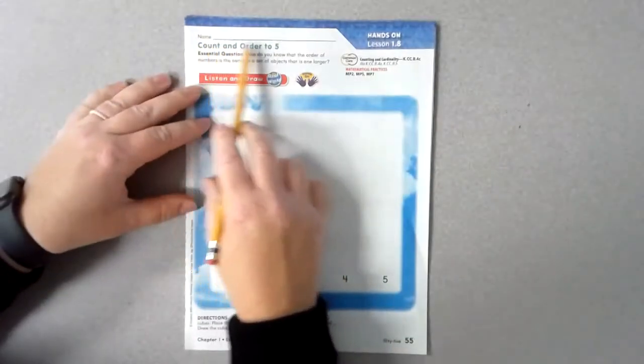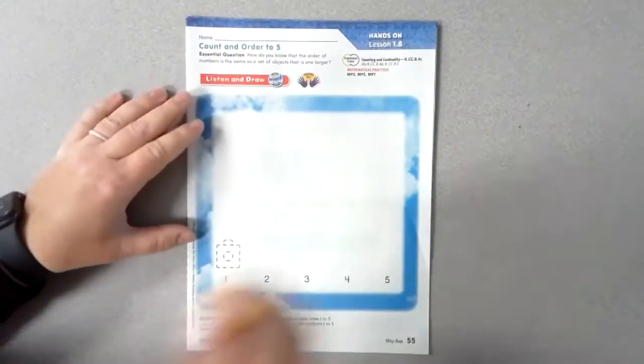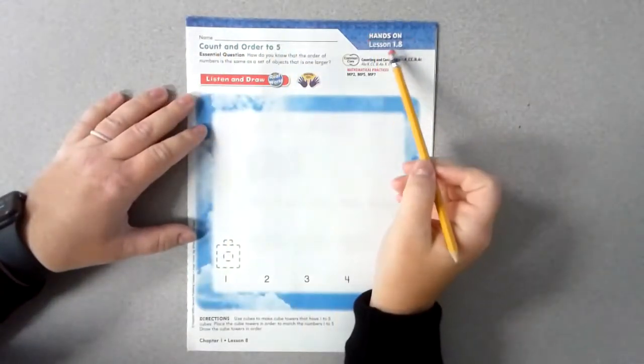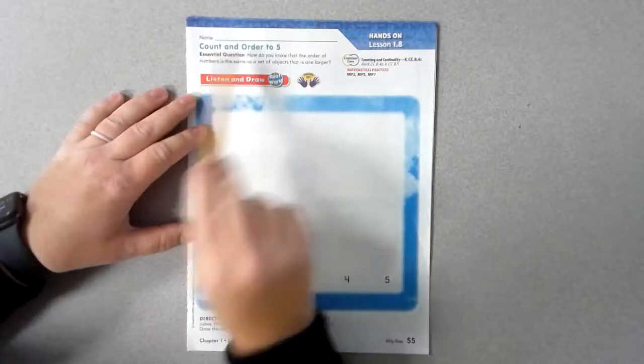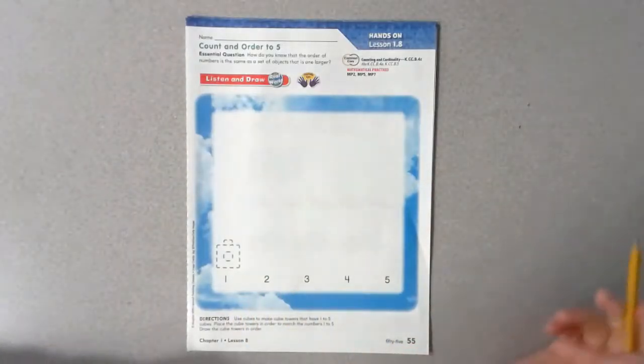Go ahead and start by writing your name at the top. We are doing lesson 1.8, and our essential question for today is, how do you know that the order of numbers is the same as a set of objects that is one larger? So we're going to be counting and putting things in order up to 5. We're going to be drawing our cubes here today.